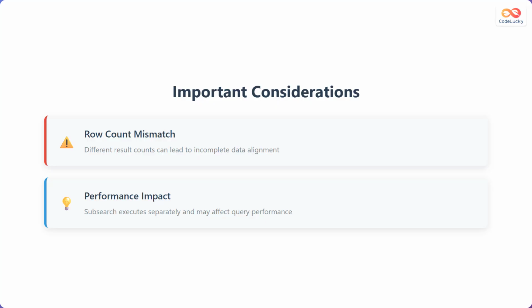There are important considerations when using appendcols. First, be aware of row count mismatches. If your main search and subsearch return different numbers of results, you may end up with incomplete data alignment. Some rows might have missing values where the searches don't align. Second, consider the performance impact. The subsearch executes separately from your main search, which can affect overall query performance, especially with large datasets.